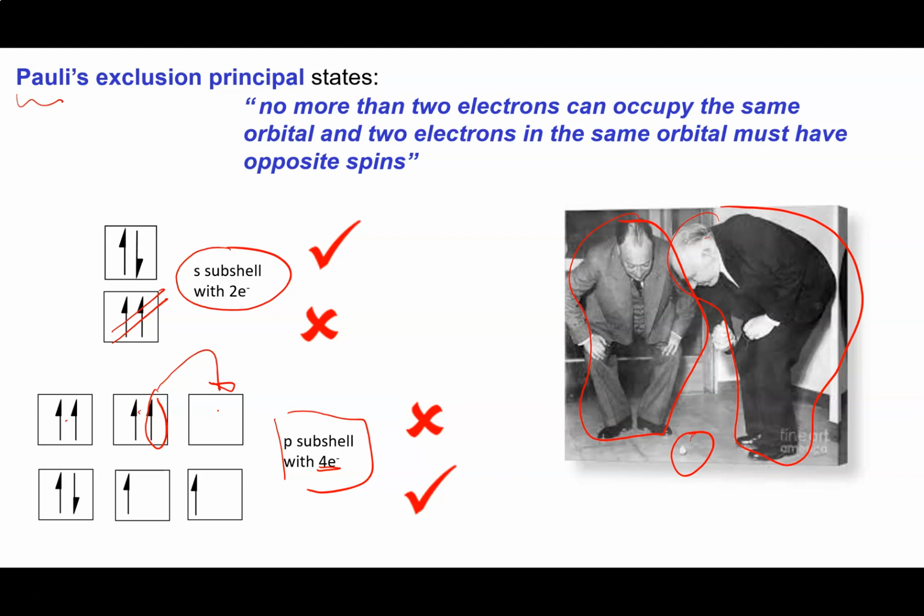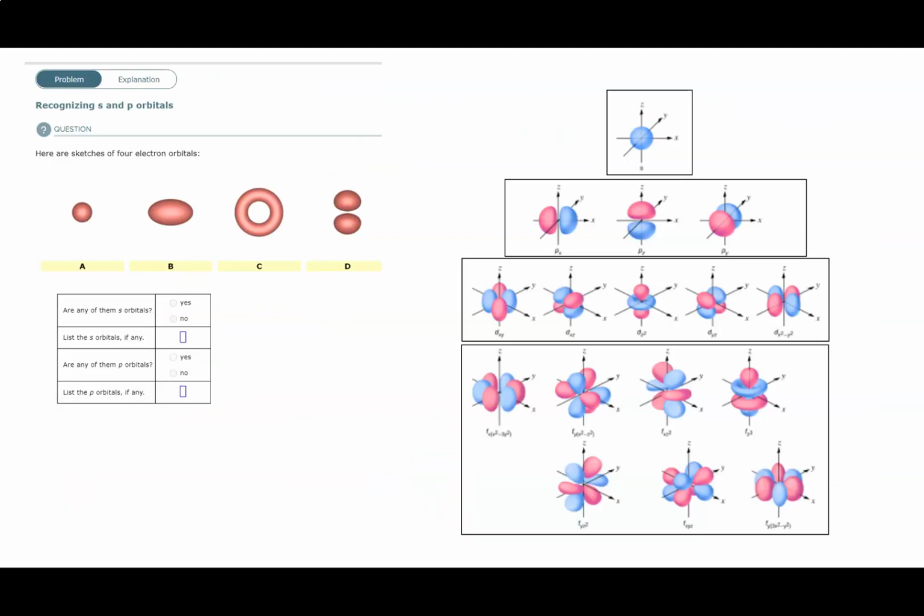Now I have to think about Pauli's exclusion principle, which says if I do have 2 electrons in an orbital, make sure that their spins are opposite. So this is no good. I've got to flip the spin, right? And now I have a correct electron configuration. 4 electrons in the p subshell will always go into the 3 orbitals that make up that subshell in that way. Okay, so let's have a look at some ALEX problems regarding recognizing s and p orbitals.